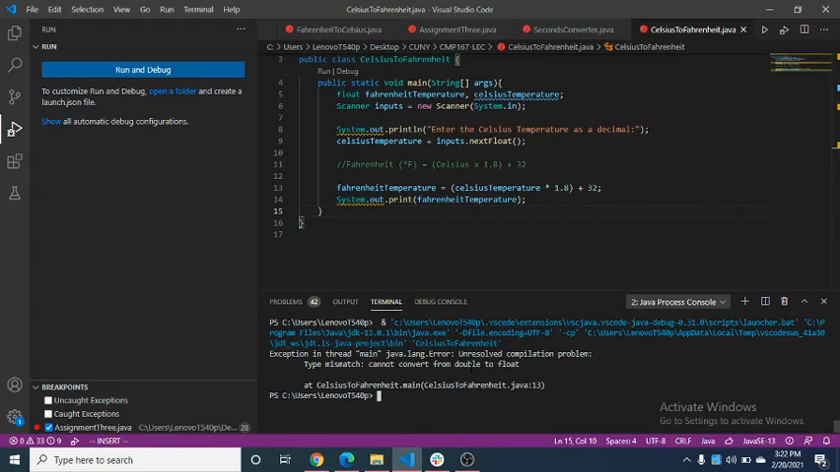It says cannot convert from double to float. Okay, line 13. Yeah, this is the problem. Anytime you're dealing with floats, you have to add an F to the literals. Right, that was a mistake there. Run without debugging.